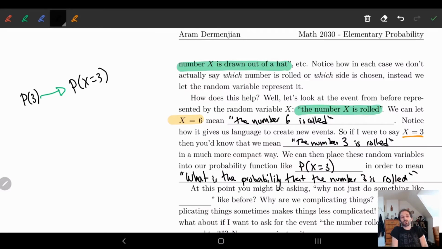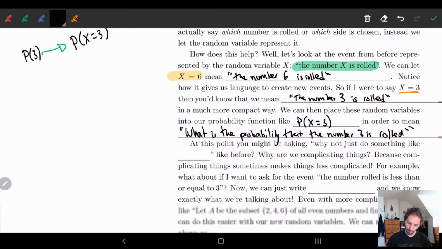Now you might be asking, well, okay, Aram, why can't we just use P of 3? This is going to get so complicated. Why are we using x's? Leave x's to find their own problem, like relationship problems. We don't got to deal with this. But the cool thing is that we can actually use this notation to get a lot more information.